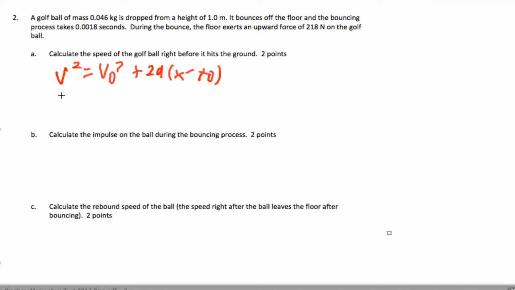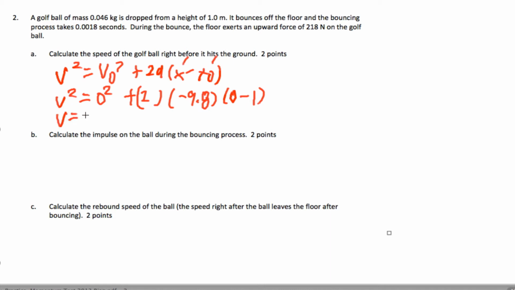And when we actually do this, this is going to wind up being v squared equals 0 squared plus 2 times negative 9.8 times 0 minus 1, because the initial height is 1 and it lands at 0. When we simplify, we're going to get v as 4.43 meters per second.